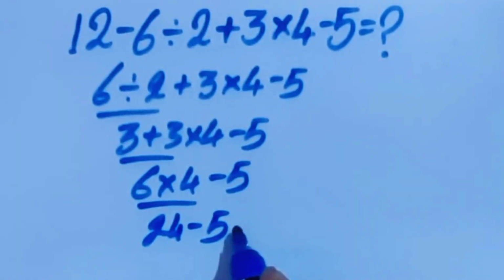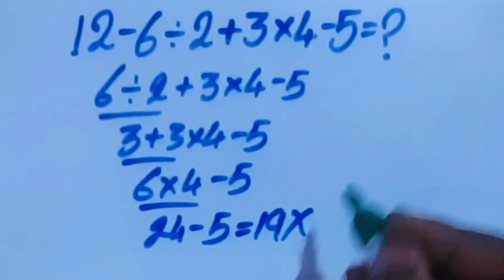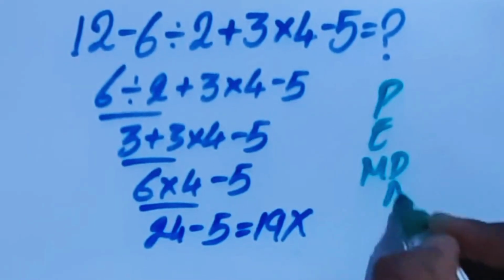Here 24 minus 5 is 19, which is the wrong answer. As per this order of operation, this 19 is the wrong answer. Here we are going to introduce this PEMDAS rule from order of operations.